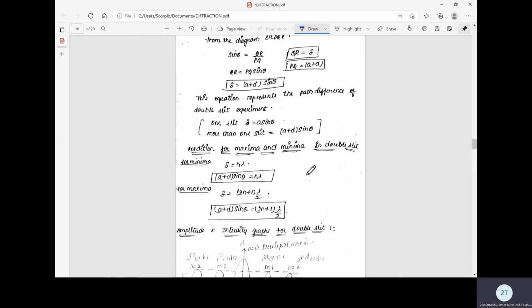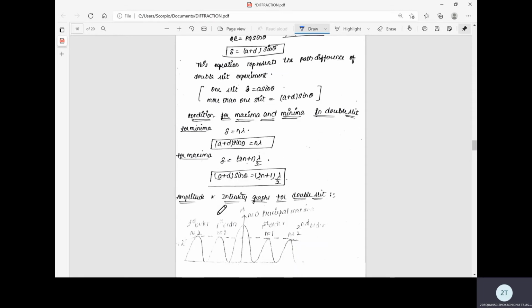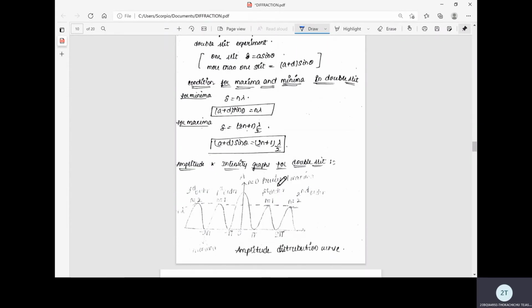Now similarly, if we take the conditions of minima and maxima, for maxima the path difference equals n lambda, so a plus b sine theta equals n lambda. For minima, it will be a plus b sine theta equals 2n plus 1 into lambda by 2.